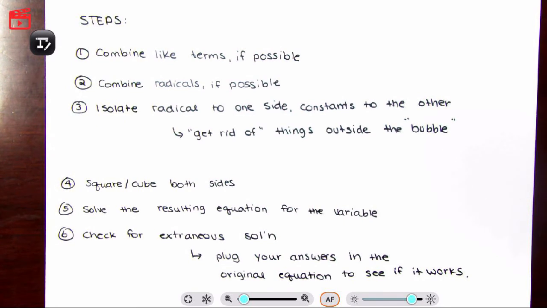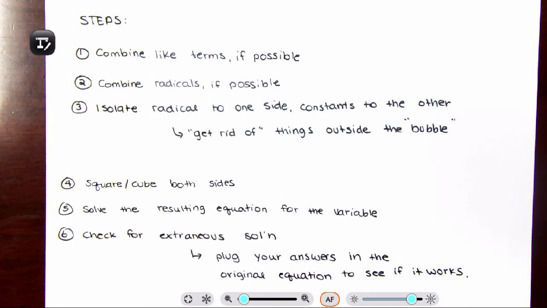The first thing you want to do is combine like terms if you can. You want to combine radicals if possible. After that, you're going to isolate the radical to one side, constants to the other. Again, that's all combining like terms. I could have simplified steps 1, 2, and 3 in just one statement, but make sure that you get rid of things outside the bubble. If it's in a radical, it's in a bubble. Make sure you are careful with that. Make sure multiplication is king. Addition, subtraction, get rid of it, again, if it's outside the bubble.